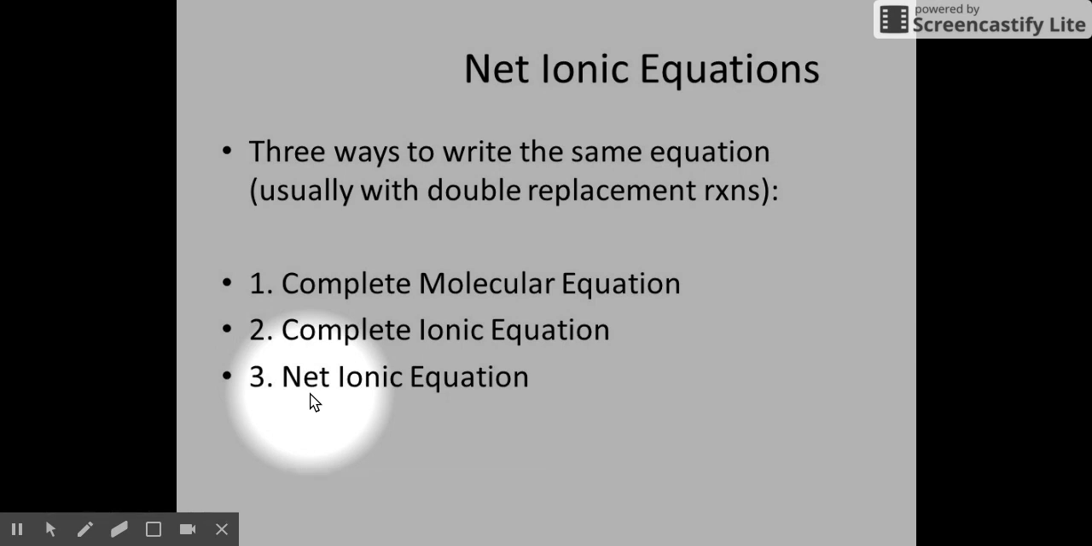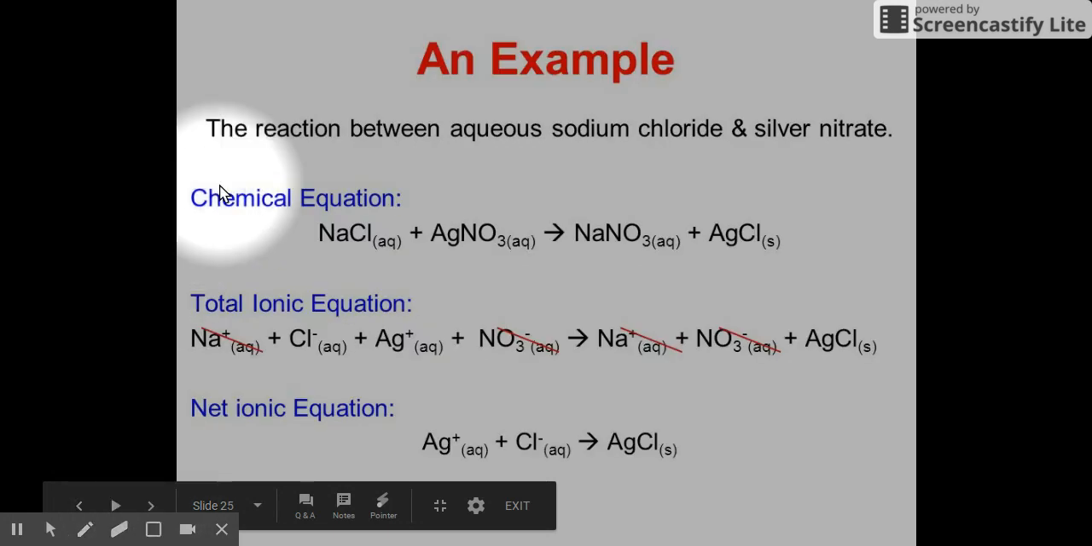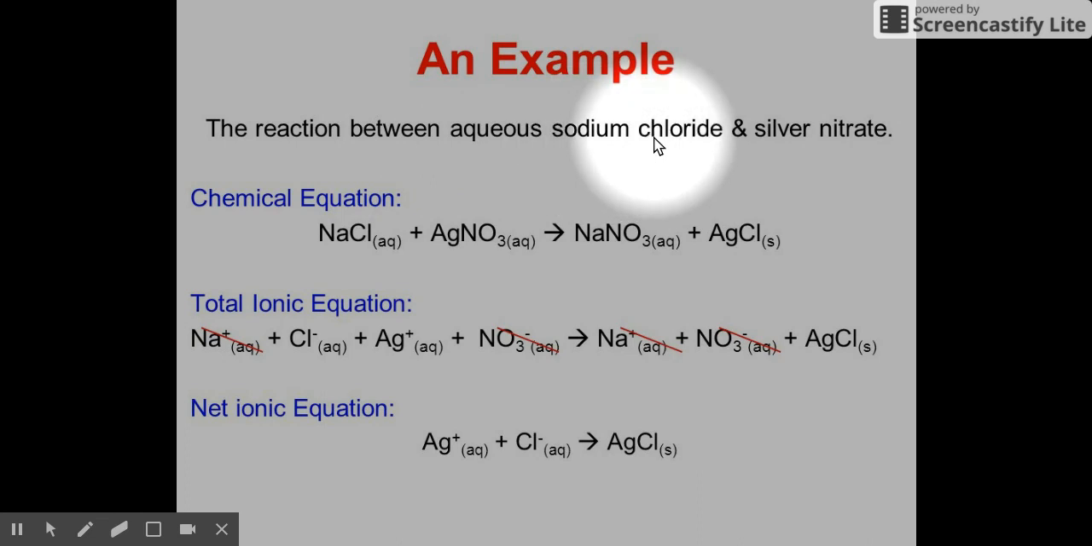To visualize what I just said, let's start with the very first example: the reaction between aqueous sodium chloride and silver nitrate. This is a double displacement reaction between the two substances, NaCl aqueous and silver nitrate aqueous. Because this is double displacement, we know that sodium will pair up with NO3, nitrate, and silver, your cation, will pair up with chlorine, your anion.